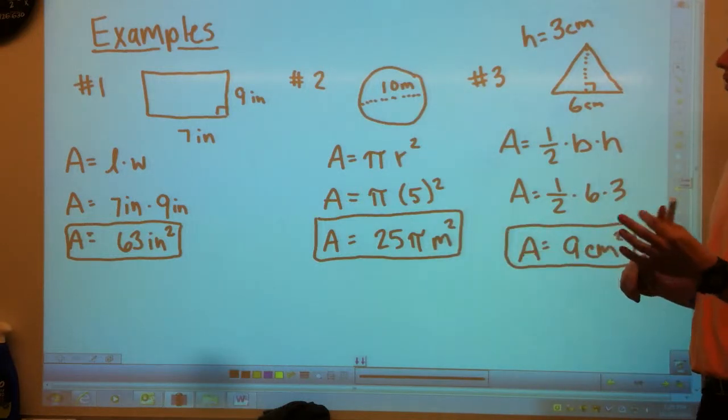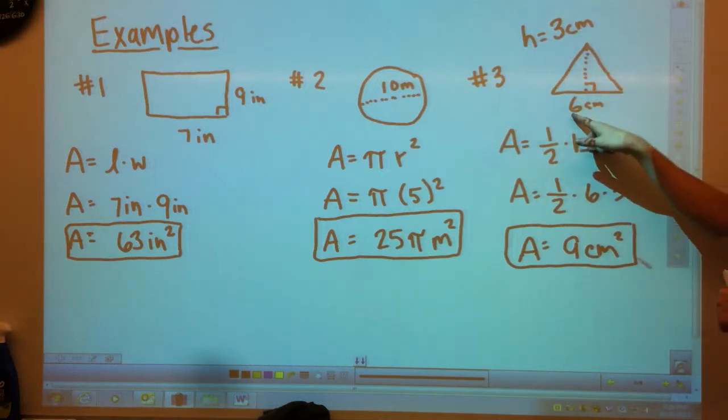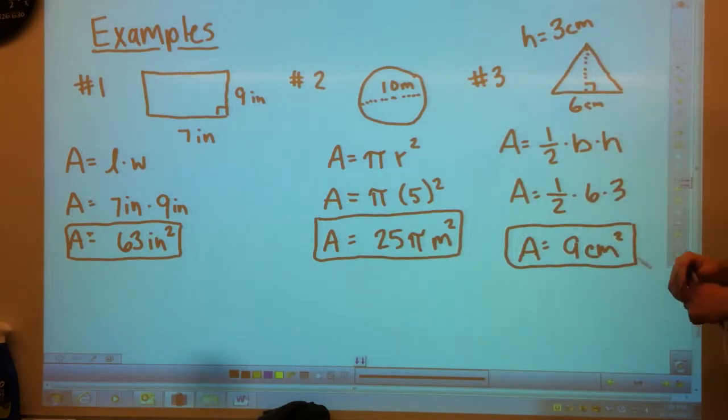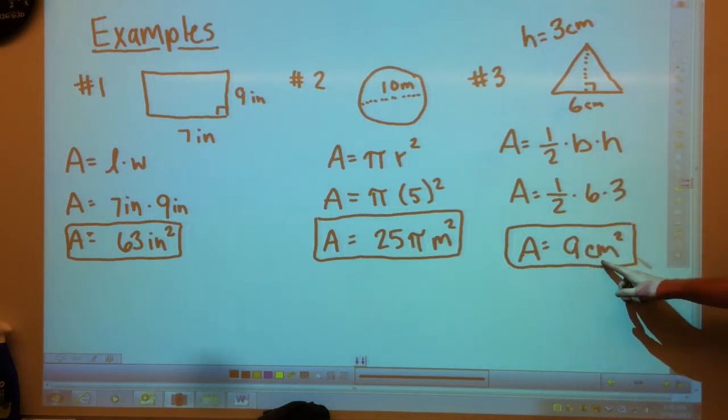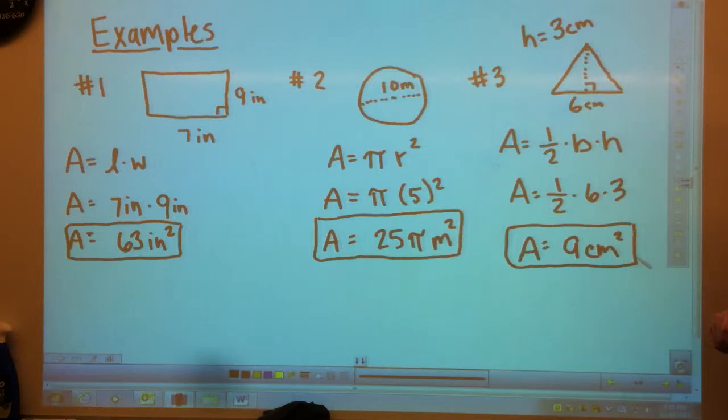Then the last one, number 3, is a triangle. I've told you that the height is 3 centimeters, and the base is 6 centimeters. So I'm just going to use my formula, 1/2 base times height. You have 1/2 times 6 times 3. That gives me 9. My units were centimeters, and then I have square because, again, it's area, not volume. So make sure you have that 2 there, not a 3.